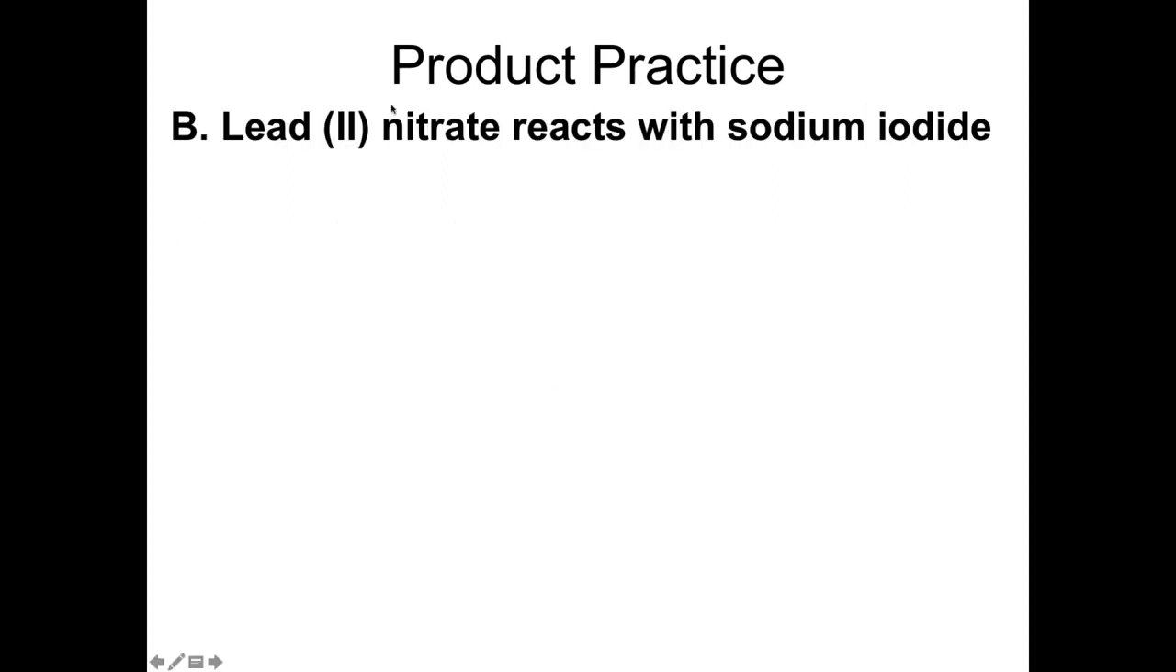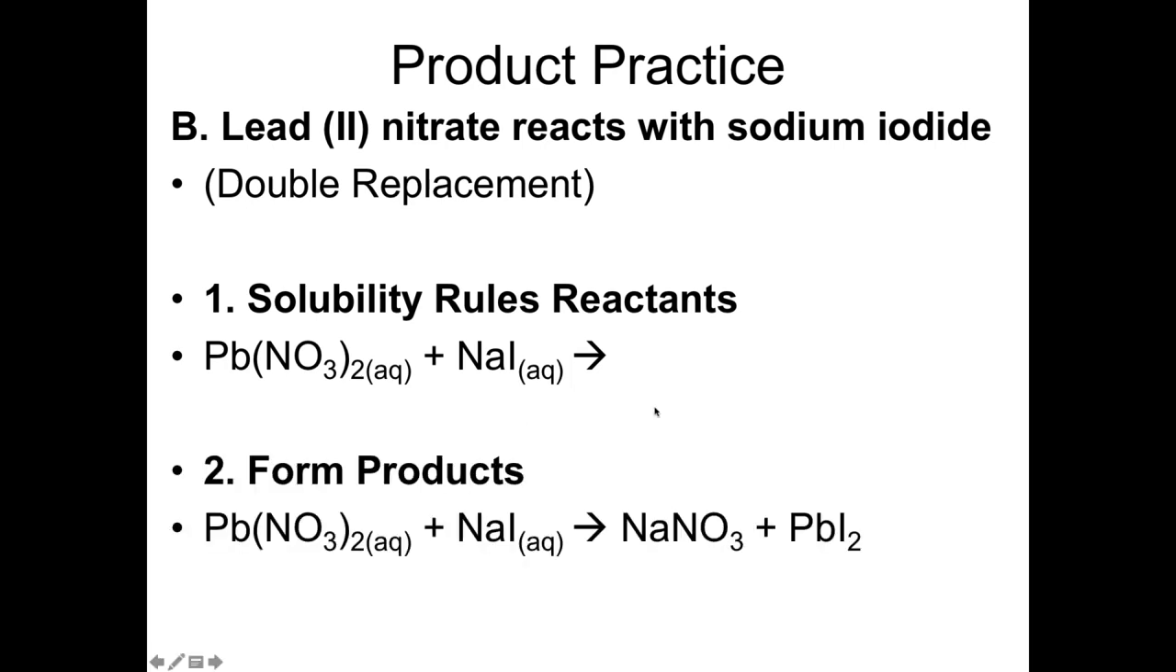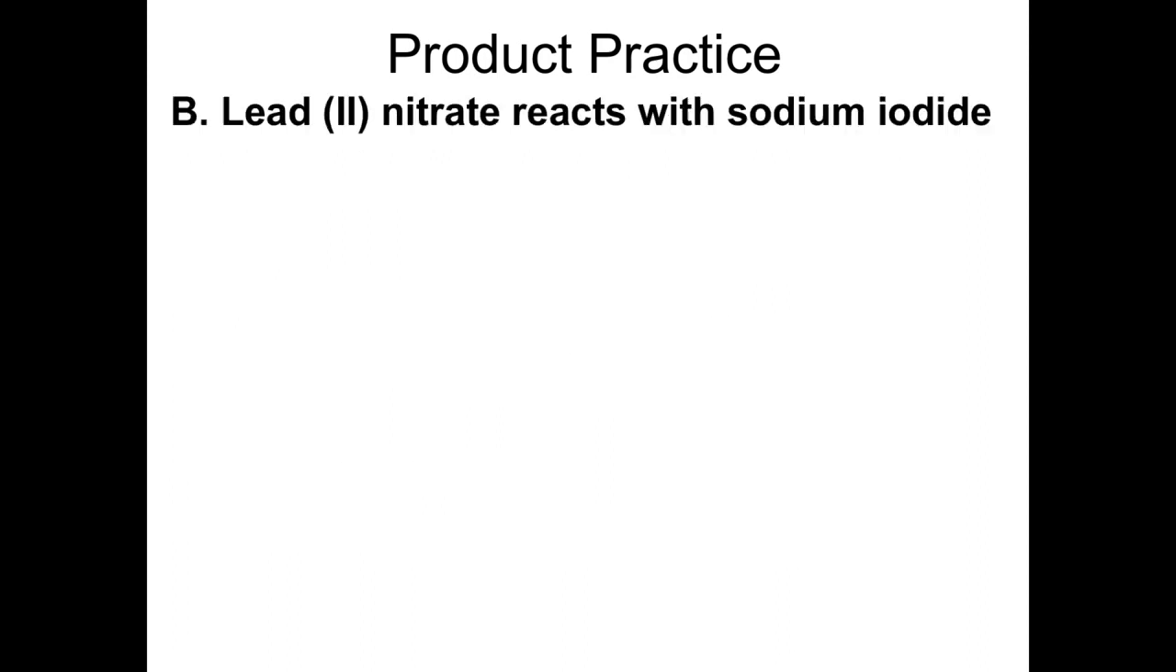As far as the second one, lead 2 nitrate reacts with sodium iodide. It is a double replacement. The solubility rules for that: lead nitrate will be aqueous. Sodium iodide will be aqueous, so we know that a reaction will occur. Move forward to the products and switch places. NaNO3, plus 1 minus 1. Lead is a plus 2, iodine is a minus 1, so it's PbI2 for that.